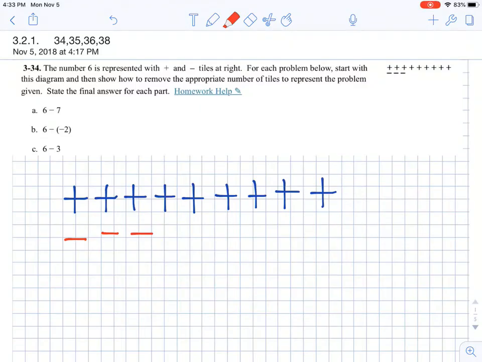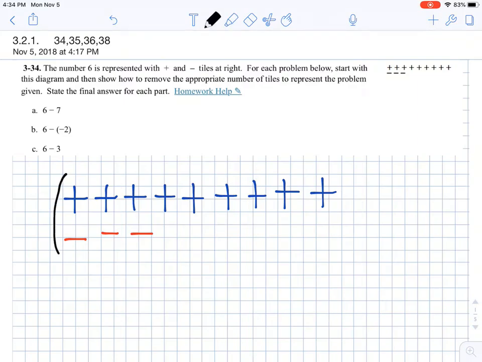Okay, so 3-34, the number 6 is represented with plus and negative tiles at right. For each problem below, start with this diagram and then show how to remove the appropriate number of tiles to represent the problem given. State the final answer for each part. So first you have to understand why this represents 6.